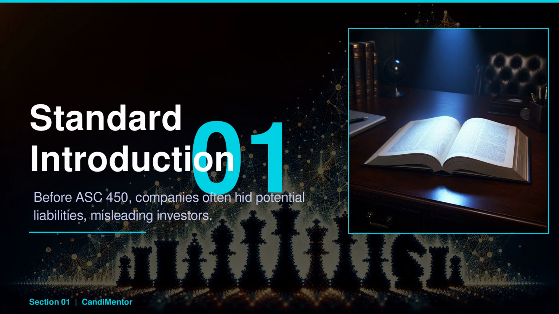know. Imagine a company facing a lawsuit that could cost millions, yet no trace of it in their financial statements. ASC 450 changed that scene, ensuring contingent liabilities are disclosed, offering transparency. You'll soon grasp how it reshaped financial reporting by compelling companies to acknowledge uncertain obligations.